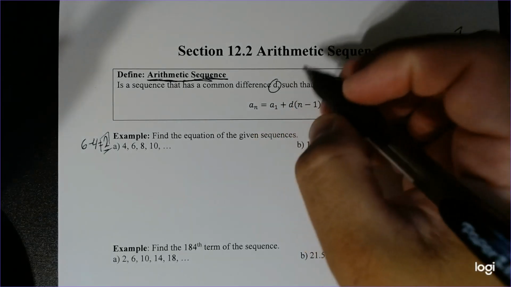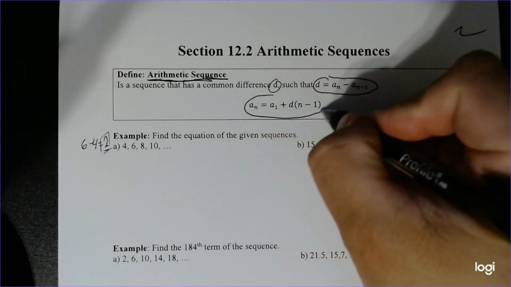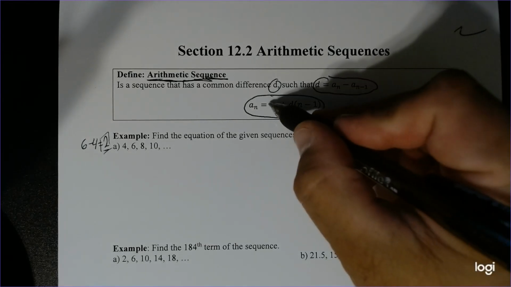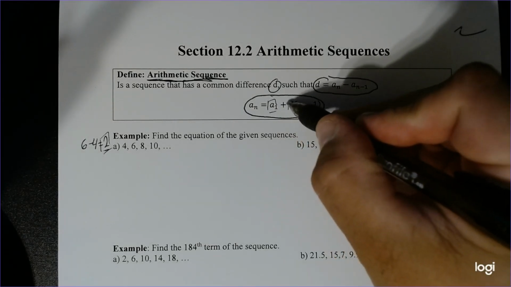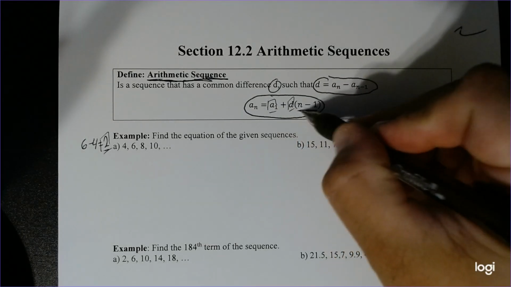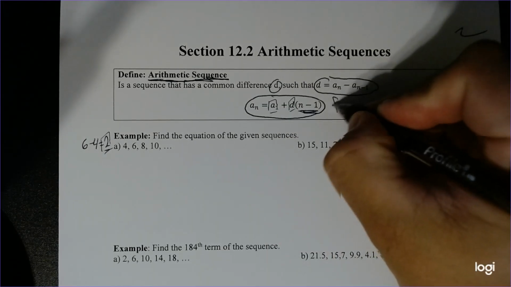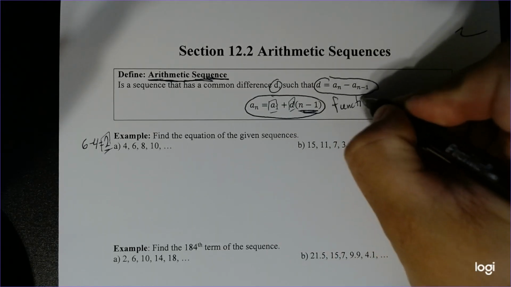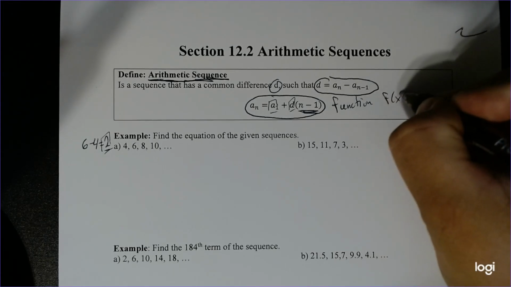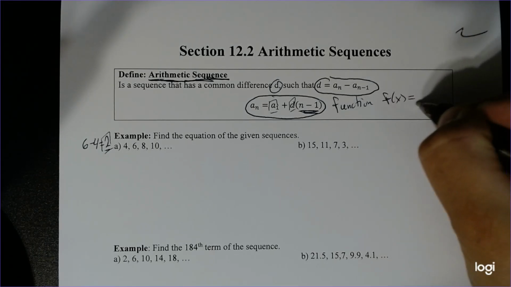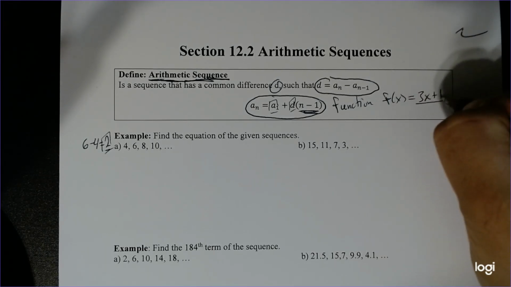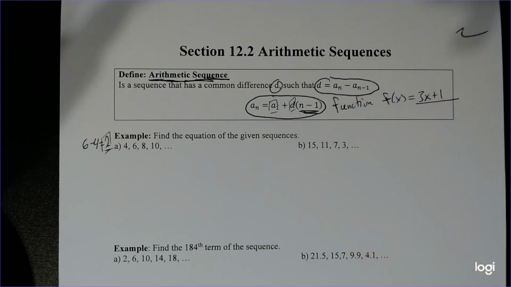Okay? So the equation of an arithmetic sequence looks like this. It's always your first term plus your common difference times n minus 1. Again, this is the actual equation, so think of it like a function, like f of x equals. In function notation, it will be something in terms of x. Because we're in sequences, it's in terms of a sub n, right?